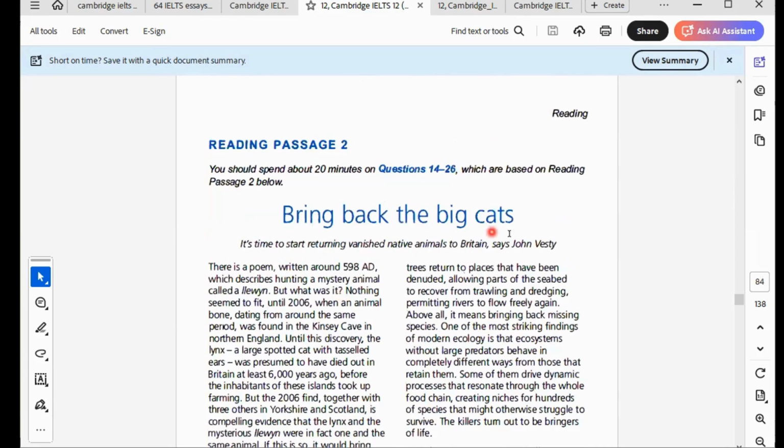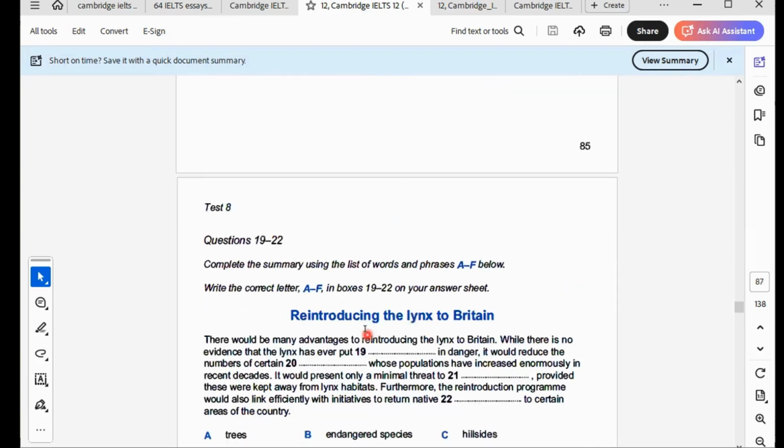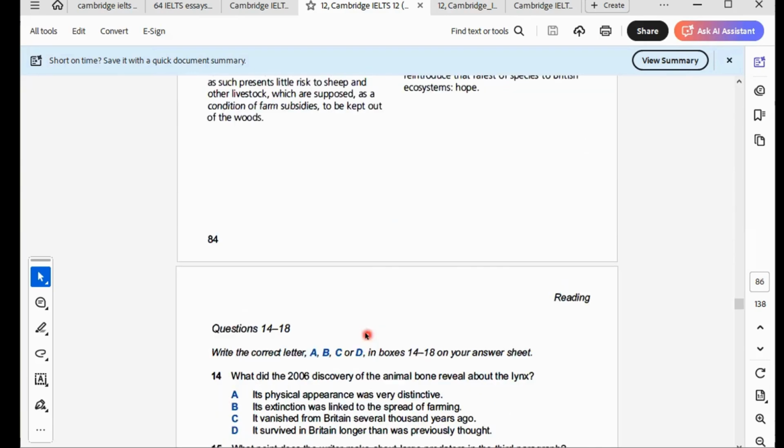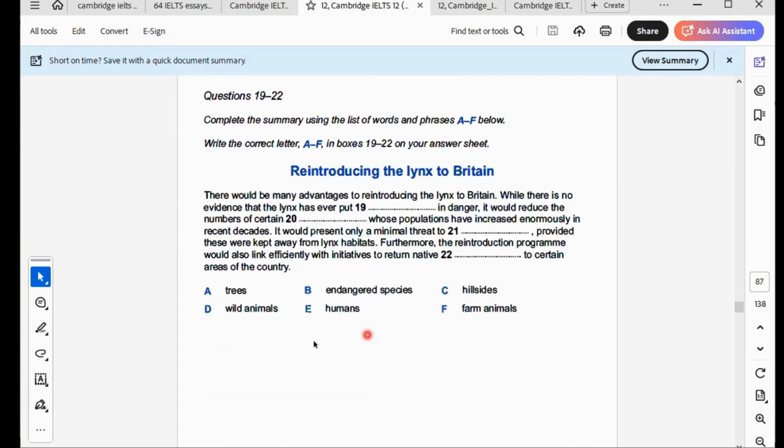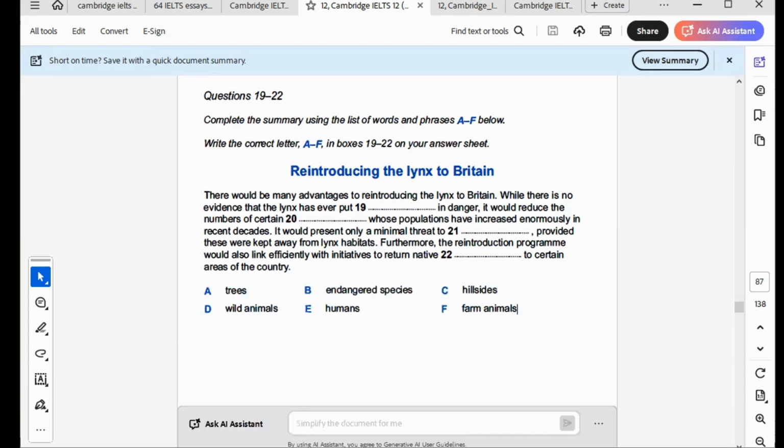So this is the passage here. Bring back the big cats. Our job is to read this passage and then use information from the passage to decide what our answer will be. But we are not using exact words from the passage. Rather, we are using words from this list of 6 words. I like to call this question type fixed gap filling questions. It's very common in IELTS Academic. It hardly shows up in IELTS General. So, ladies and gentlemen, that's IELTS Academic.